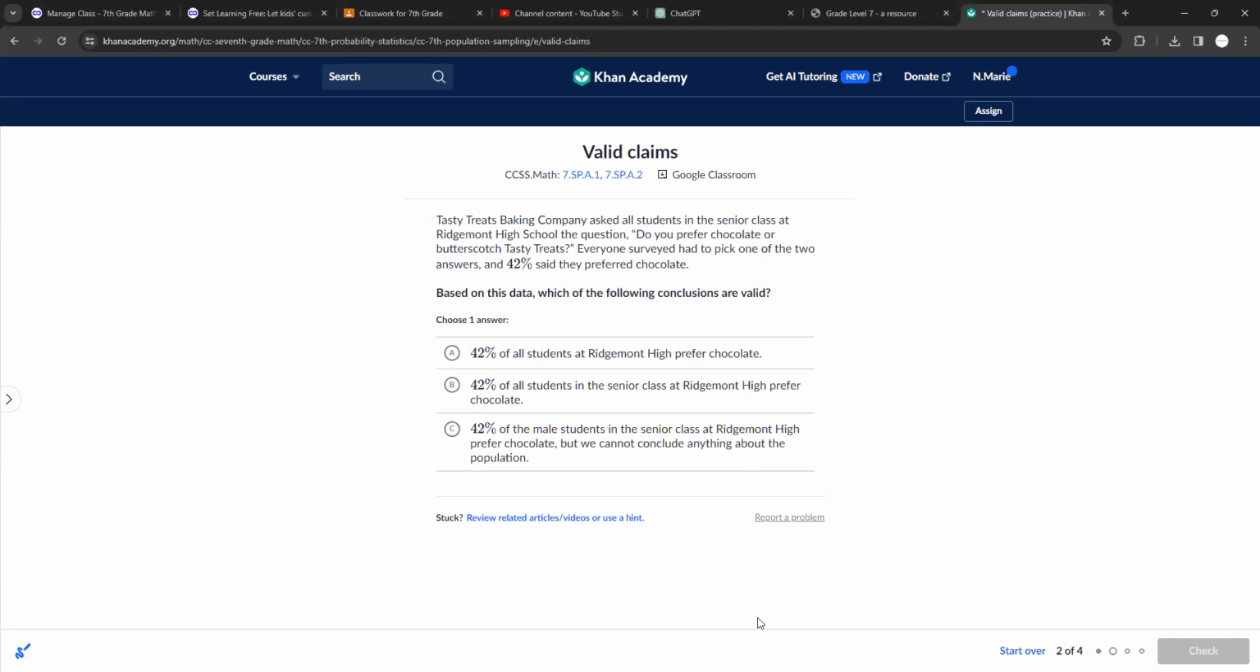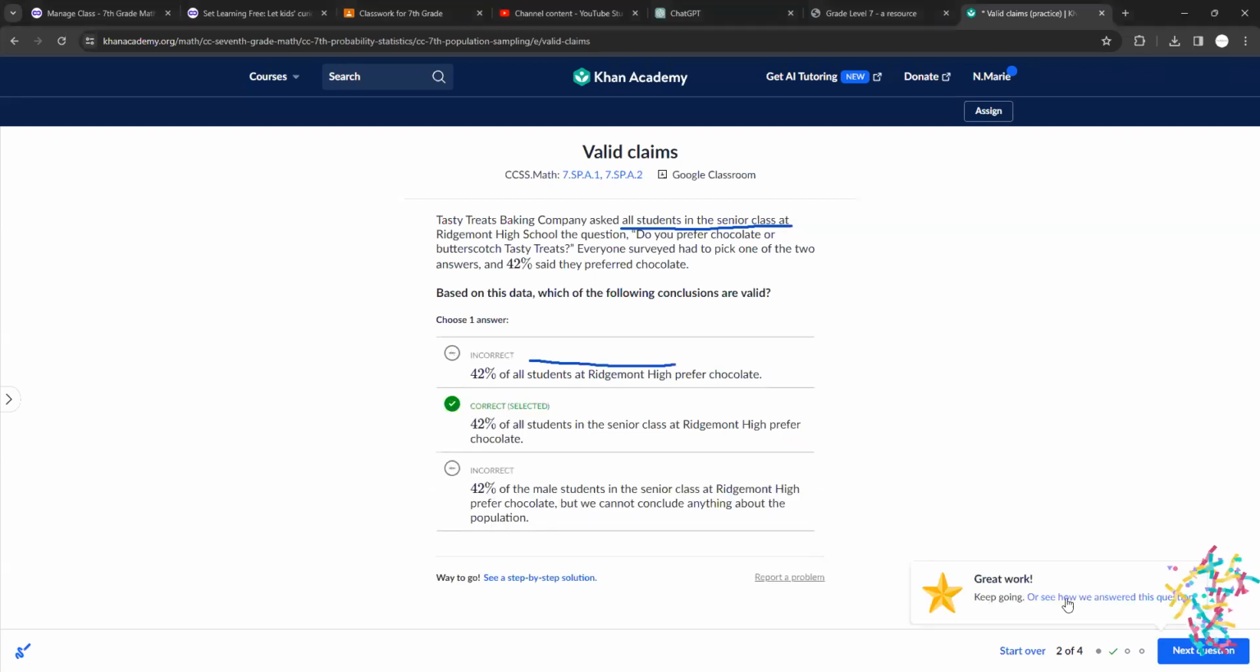So this, they asked all students in the senior class, do they prefer chocolate or butterscotch? And about 42% of them said chocolate. So we cannot say of all students, right? We only tested the senior class. It says 42% of male students in the senior class. It didn't say anything about looking at just the male students. So you're basically seeing what is true based on this study.